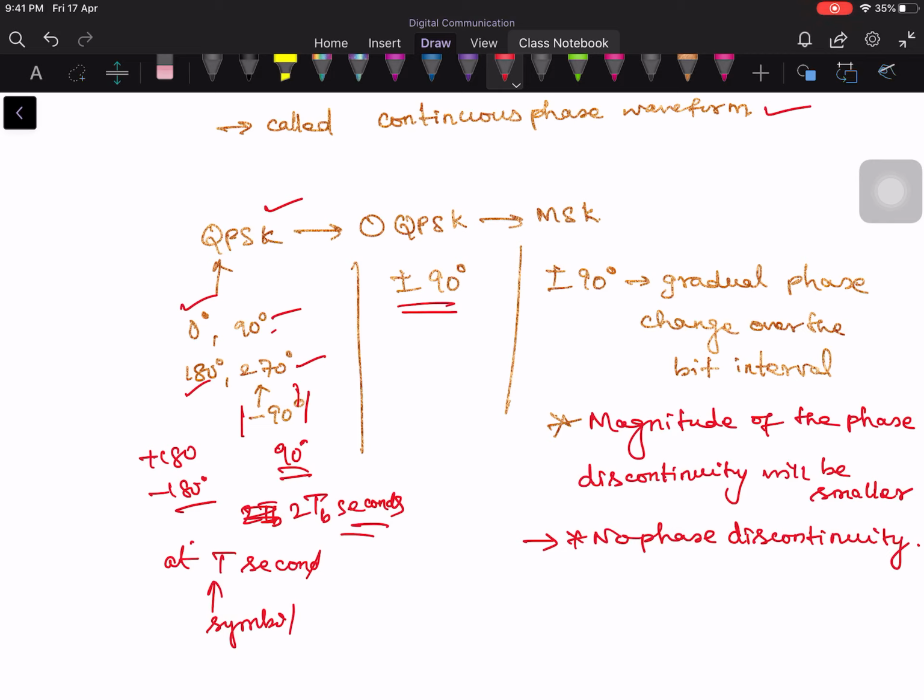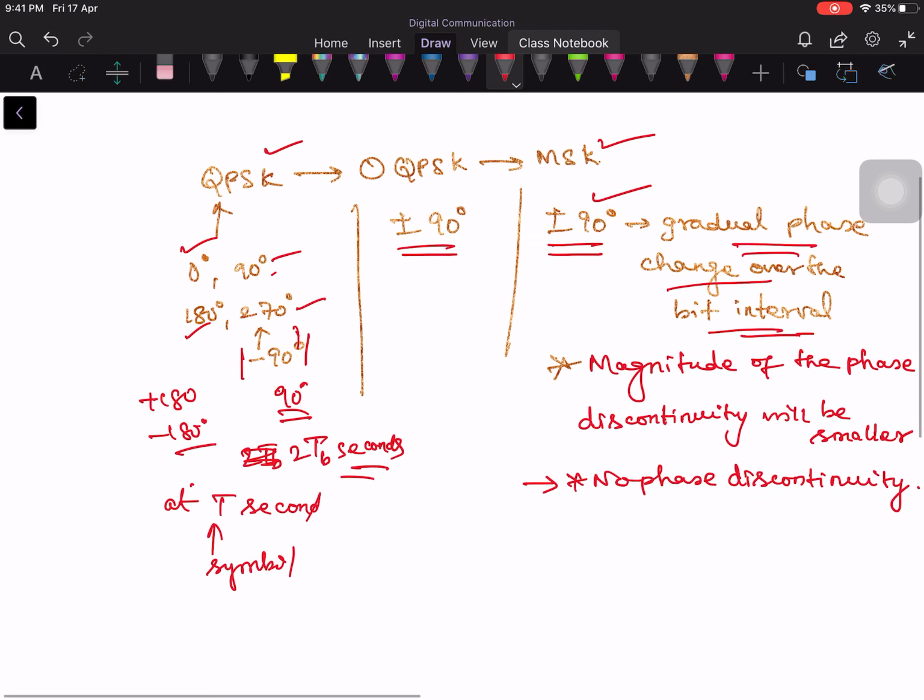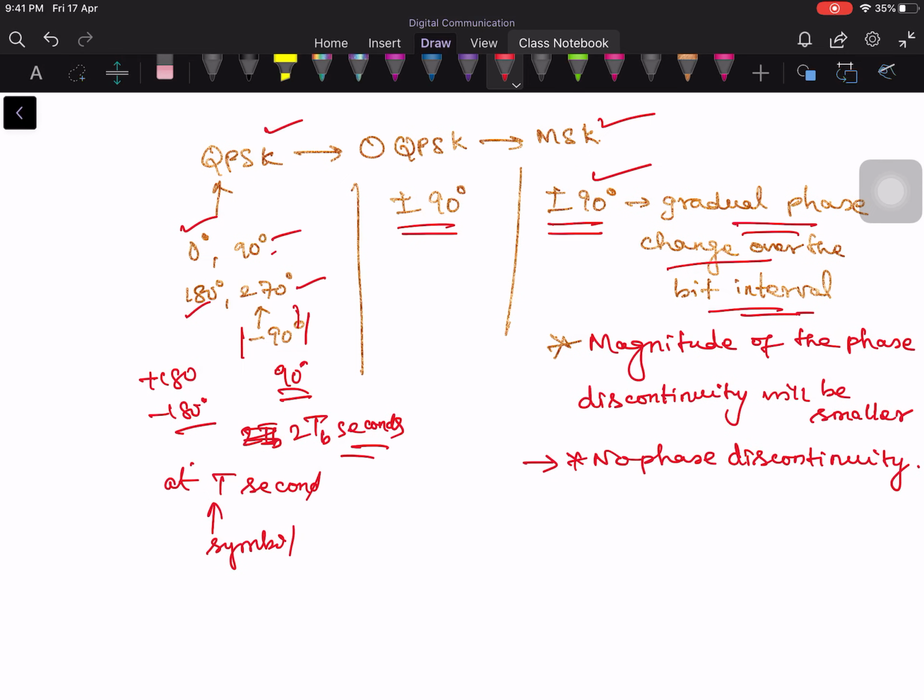To overcome that, we went to MSK. In MSK, again we have plus or minus 90 degree phase shift, but this phase shift occurs not at the bit interval; it occurs gradually over the bit interval. Therefore, there is a gradual phase change over the bit interval in this one, right? The magnitude of the phase discontinuity will be smaller in this. So there is no phase discontinuity in this MSK digital modulation scheme.